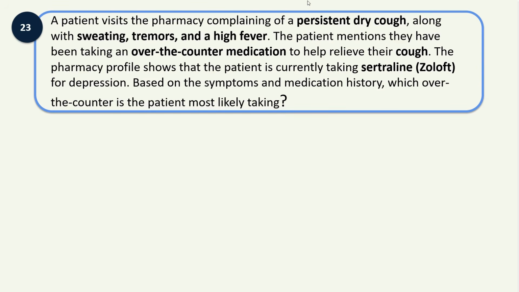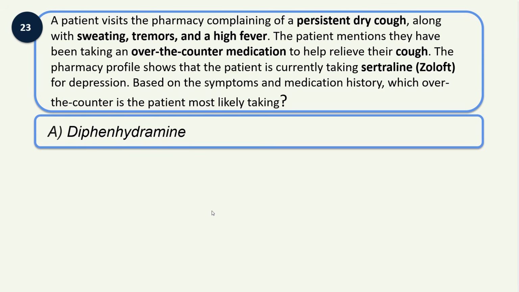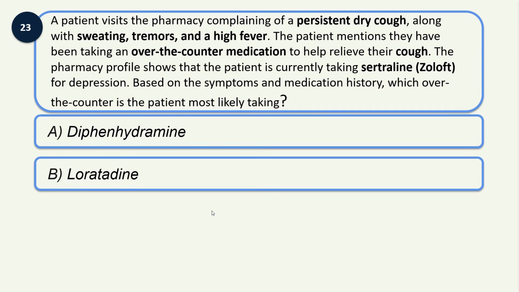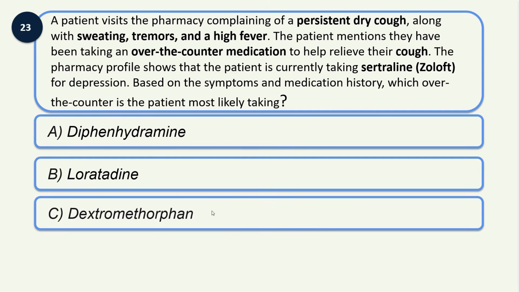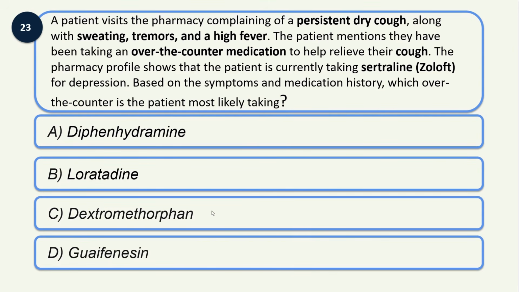Next, a patient visits the pharmacy complaining of persistent dry cough along with sweating, tremors, and high fever. The patient mentioned they have been taking an over the counter medication to help relieve their cough. The pharmacy profile shows the patient is currently taking sertraline, the brand Zoloft, for depression. Based on the symptoms and medication history, which over the counter medication is the patient most likely taking? A. Diphenhydramine, B. Loratadine, C. Dextromethorphan, D. Guaifenesin. The correct answer is dextromethorphan.